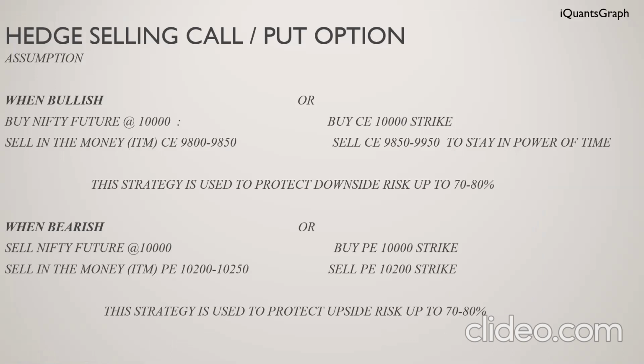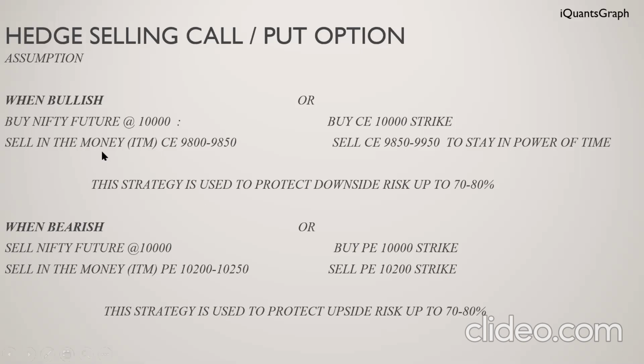This is one assumption which I'm taking: I'm assuming the market is bullish. This is not a trading strategy, and this is not a trading call. Disclaimer, please understand, I'm just giving this to you for learning and understanding. Assuming Nifty is trading at 10,000, the 10,000 strike, I'm willing to buy futures long. I wish to take a long in futures, but I need to protect my downside risk.